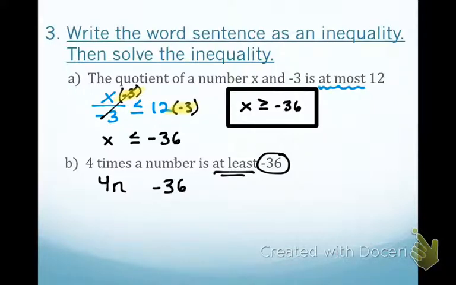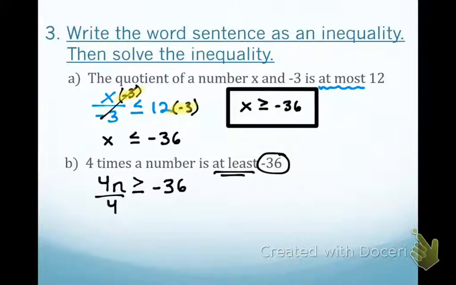If something says it is at least, could it be exactly that number? Yes, it can. So I'm going to put the equal sign. Now, if it says it is at least negative 36, could it be more than negative 36? Yes. So you need the more than or the greater than symbol. Now we're going to go ahead and get that n by itself. How do I do that?